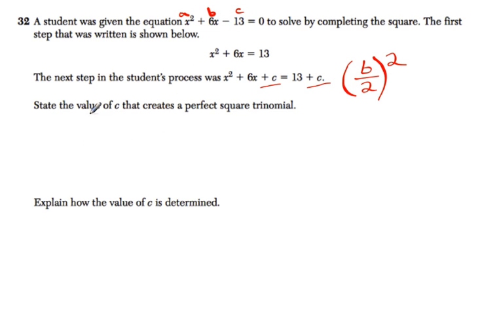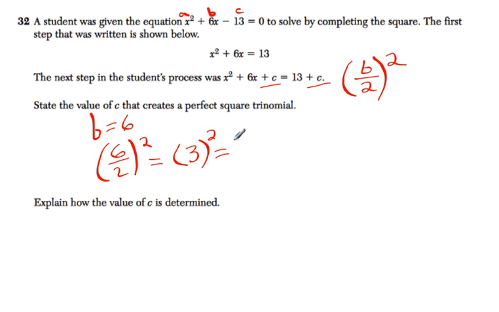So in our case, b equals 6. So half of that, or b over 2, would be 3, and 3 squared would be 9. So this student added 9 to both sides. And be careful, don't confuse c with c from a quadratic. They should have probably used a different letter there. But this student used 9 to represent this number on both sides.